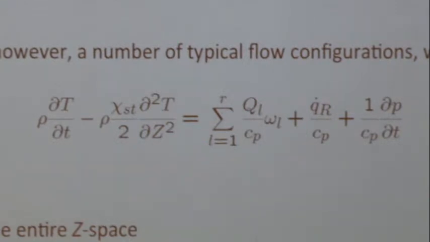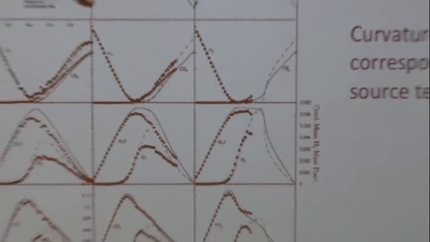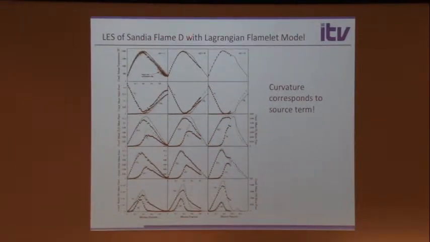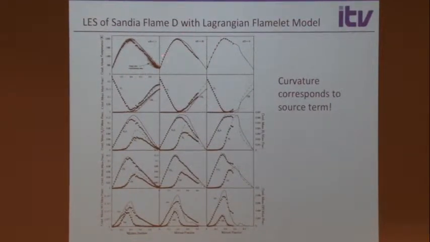You have negative curvature. If you plot mass fractions as function of mixture fraction, then the curvature tells you what the chemical source term is. Okay? So you can do that with your experiments. I took experiments here. This is from Rob Barlow at Sandia. This is the Sandia Flame D. Many people know this. This here is from a simulation we have done.